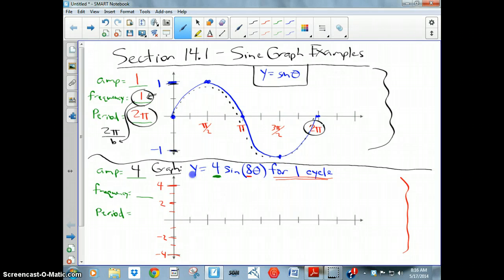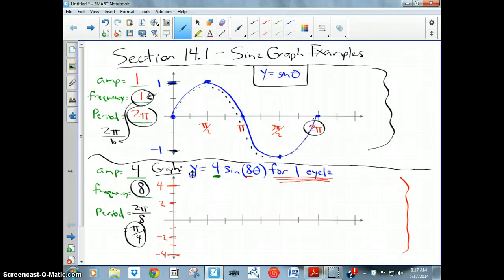The frequency is the b value. The frequency here is 8. That means if I was to draw from 0 to 2 pi, you would see 8 complete cycles. Well, that's ridiculous for us to do on this video, and that's why I gave you the direction for only one cycle. The period is 2 pi over the b value, which is 8, and that reduces to 2/8, which reduces to 1/4, so our period is pi over 4.